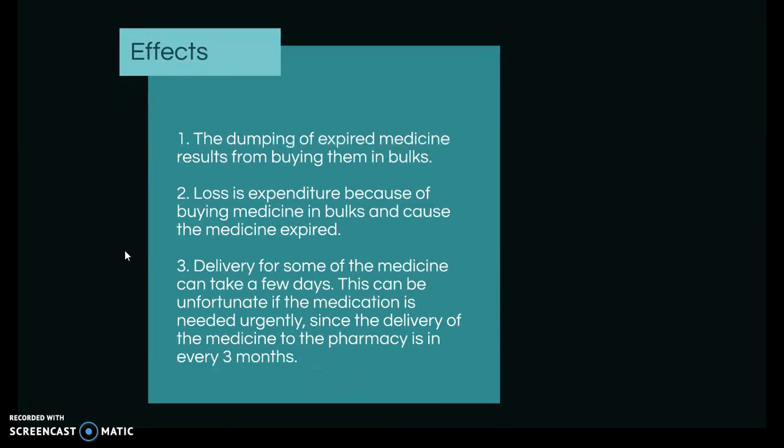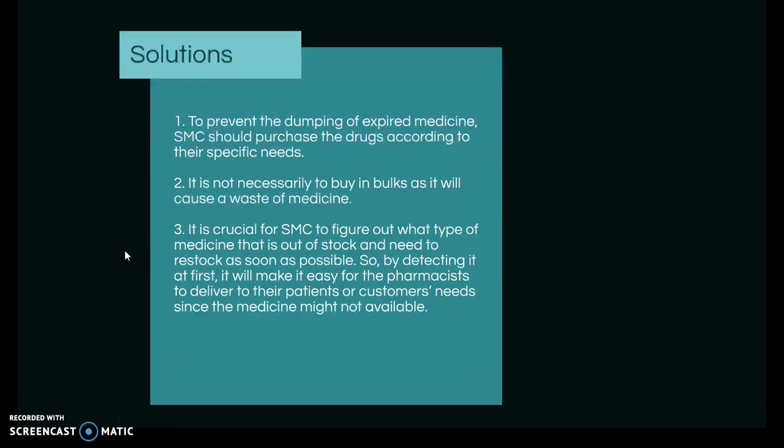The effect of the problem is the dumping of expired medicine resulting from buying them in bulk. The second one is loss in expenditure because of buying medicine in bulk, which causes the medicine to expire. And the third one is that delivery for some of the medicine can take a few days. This can be unfortunate if the medication is needed urgently, since the delivery of the medicine to the pharmacy is in every 3 months. There are some solutions for our problem.